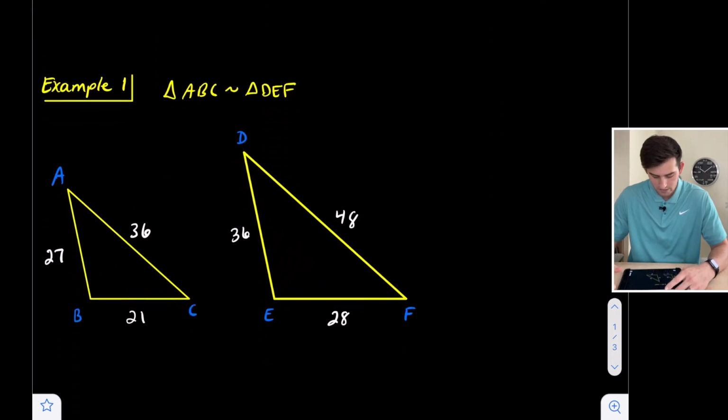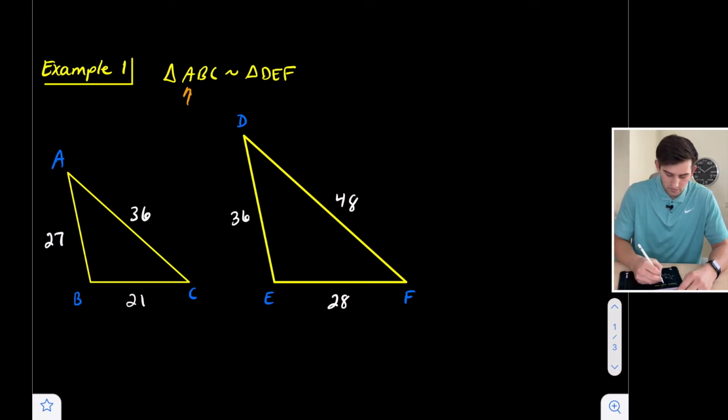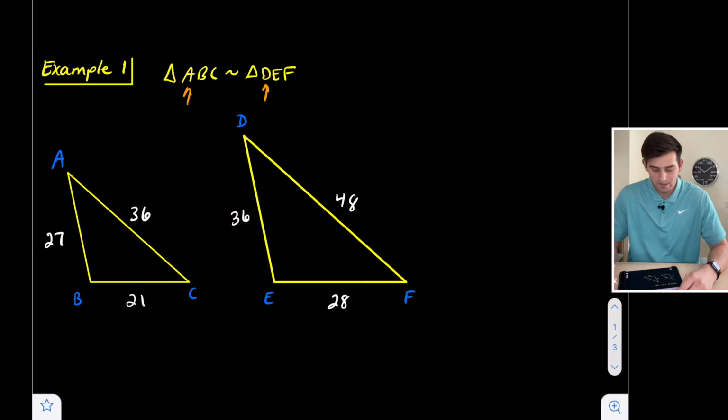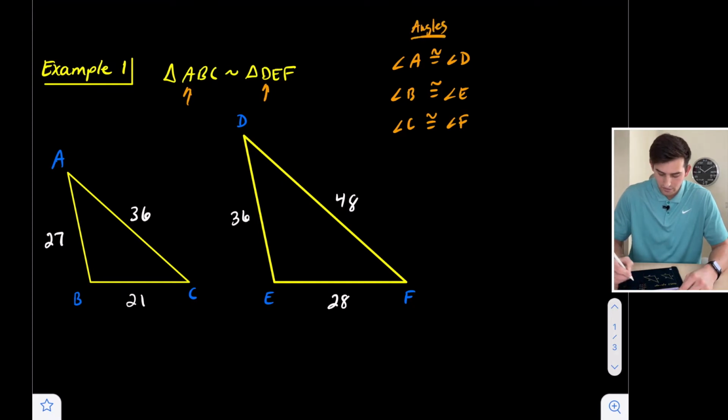So let's look at some examples. In the first example, we already have two triangles and the side lengths are given to us. We're going to write down which angles are congruent, which sides are corresponding, and what our scale factor would be. Our corresponding angles are in the order that our shapes are named. So angle A is congruent to angle D, angle B is congruent to angle E, and angle C is congruent to angle F. Remember, our angles are congruent.